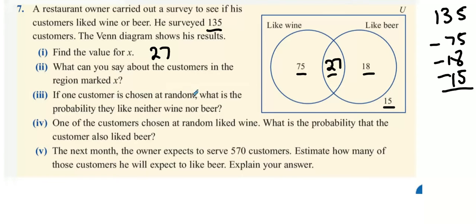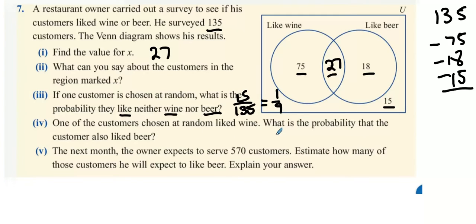Now, if one customer is chosen at random, what's the probability they like neither wine nor beer? 15 over 135, which is 1 over 9. Awesome.